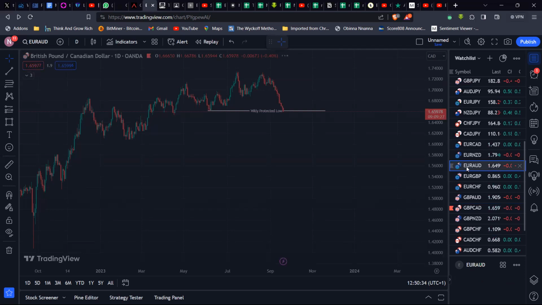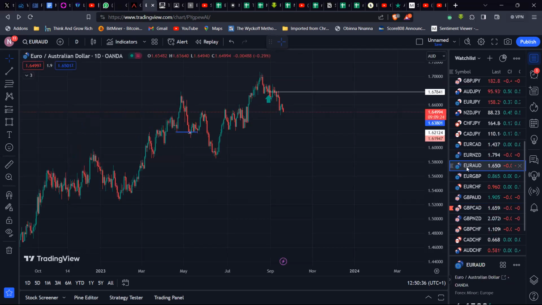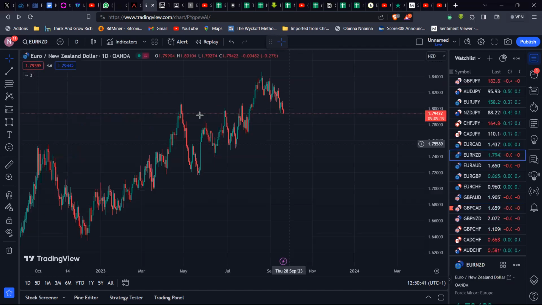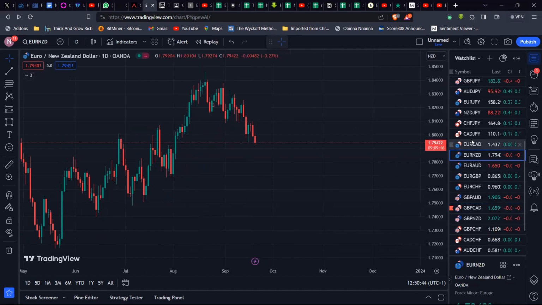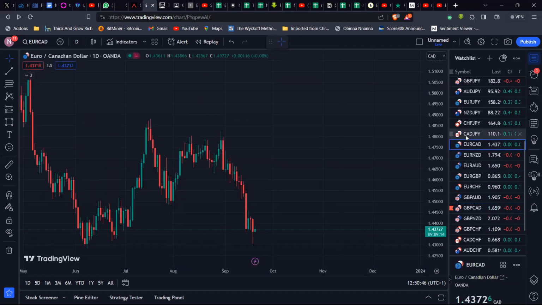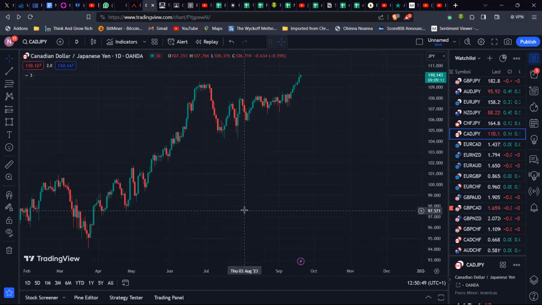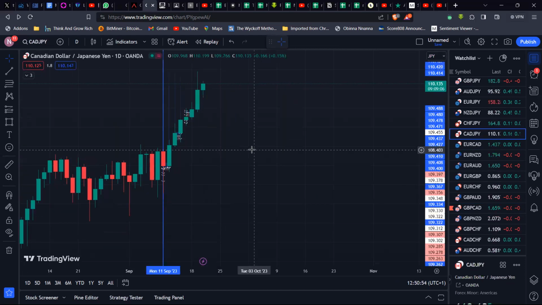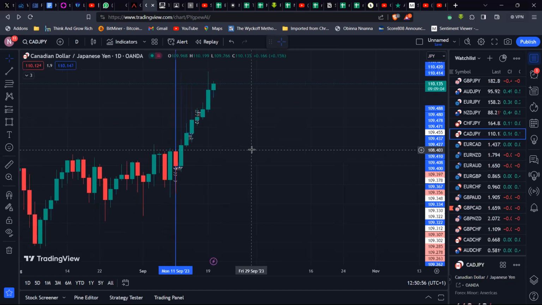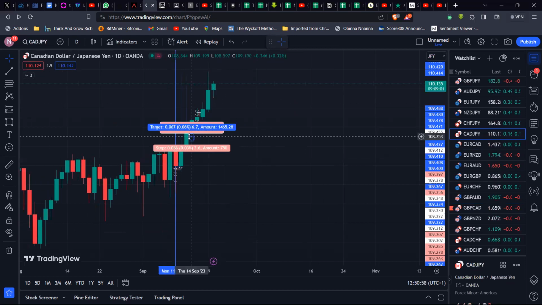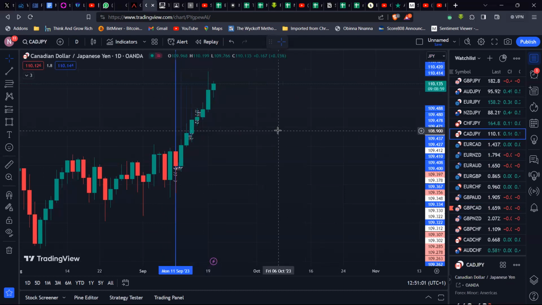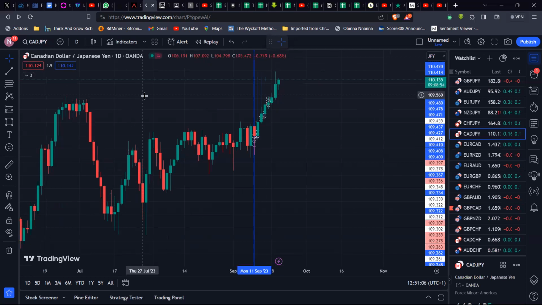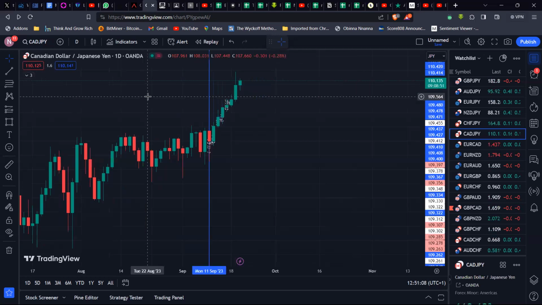EUR AUD. Nothing. EUR NZD. EUR CAD has been very, very strong. CAD JPY. For some reason, I just forgot about this one, but this market has been insanely bullish. I was backtesting some stuff on this one. CAD has been very, very strong, strong as hell. Anticipation is probably it just keeps shooting up.